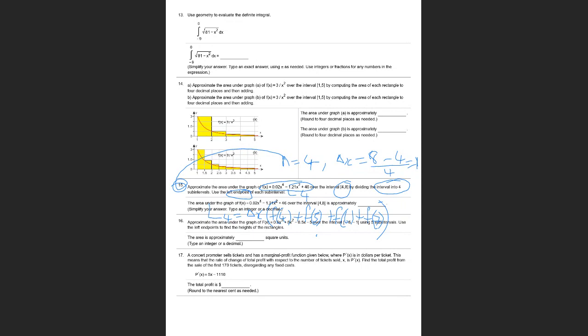I'll use my mobile calculator, which you may not see, but I'm plugging in the function 0.02x to the 4th, and then minus 1.2, 1x squared. Okay, I need to take that off.